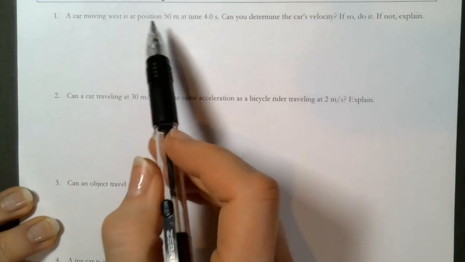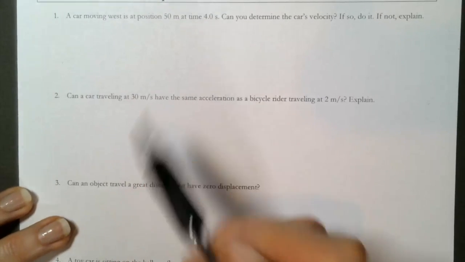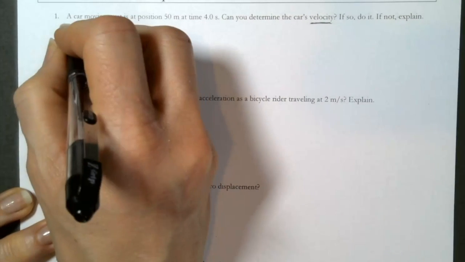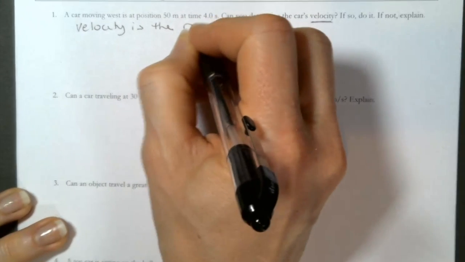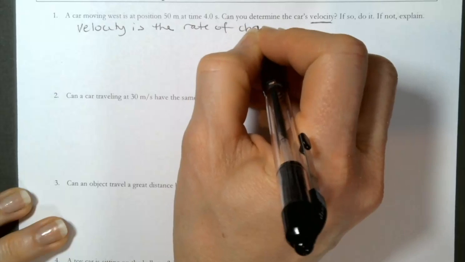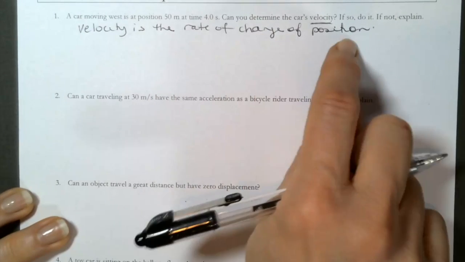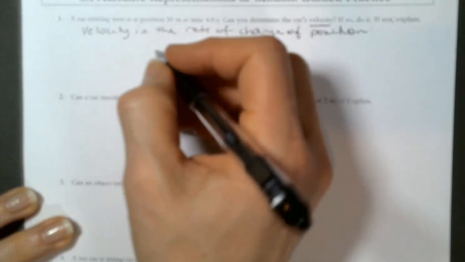A moving car is at position 50 meters at time 4 seconds. Can you determine the car's velocity? If so, do it. The definition of velocity is the rate of change of position. So if you want to know the velocity, you need to know how fast or at what rate this position is changing. So you need to know your initial position, the final position, and the time.